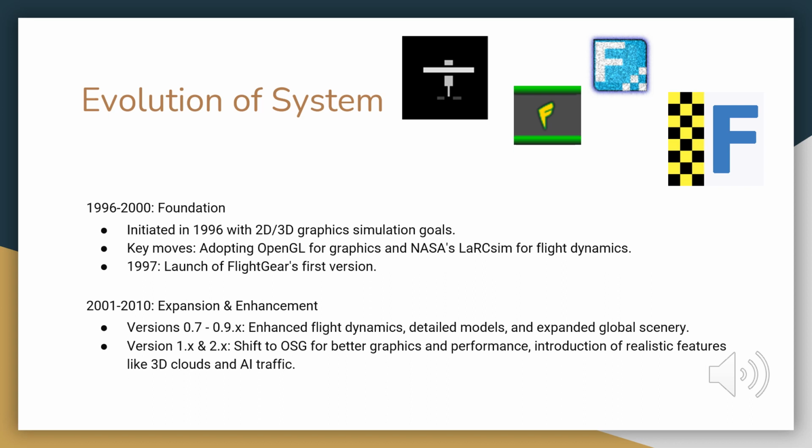All right, and for the evolution of the system, the foundation went from 1996 to 2000, which initiated in 1996 with the 2D and 3D graphic simulation goals, and in 1997 it launched FlightGear's first version. From 2001 to 2010, it expanded and enhanced. In versions 0.7 and 0.9, it enhanced the flight dynamics, detailed models, and expanded global scenery. And then in versions 1.0 and 2.0, it shifted to OSG for better graphics and performance, introducing realistic features like 3D clouds and AI traffic.